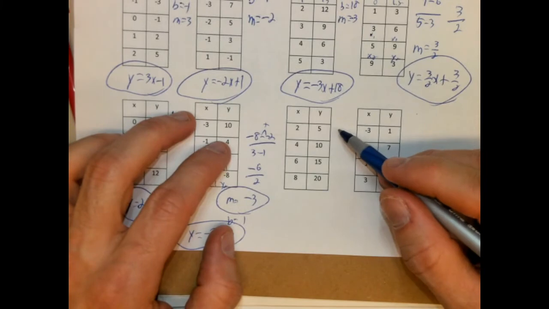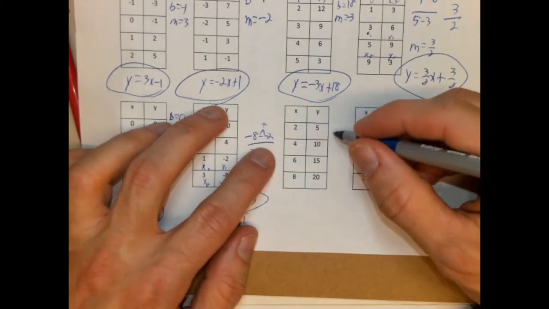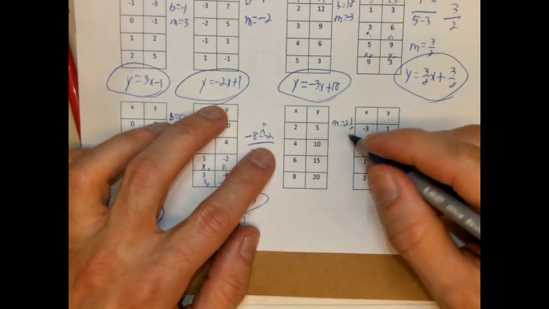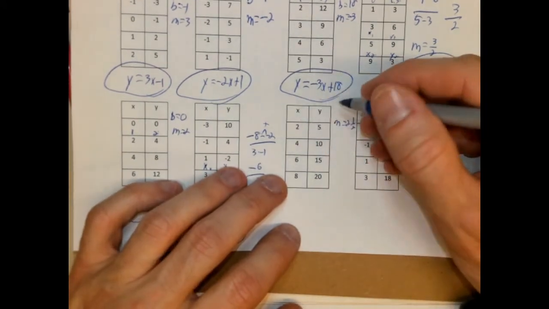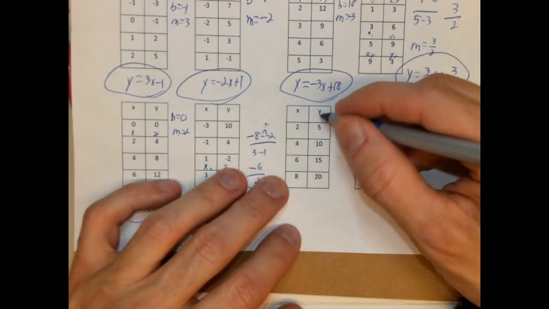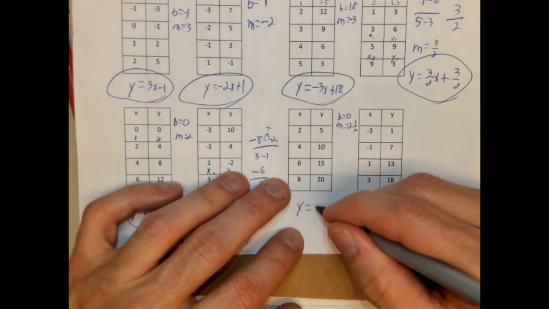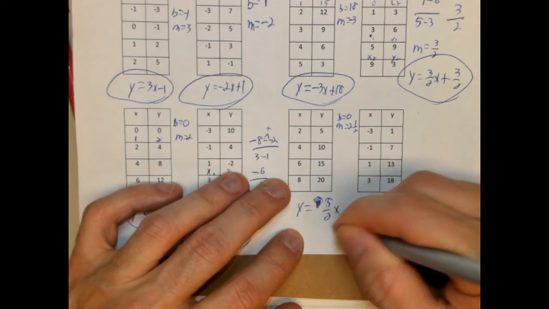Here, let's see here. So it's going up by 2, it's going up by 5, so 2.5. So m is 2.5. And if we go down 1, so 2.5, so x goes like 5, so y is going to be 0. So b is equal to 0. So y equals 2.5x, or I guess we'll do 5 over 2x plus 0.